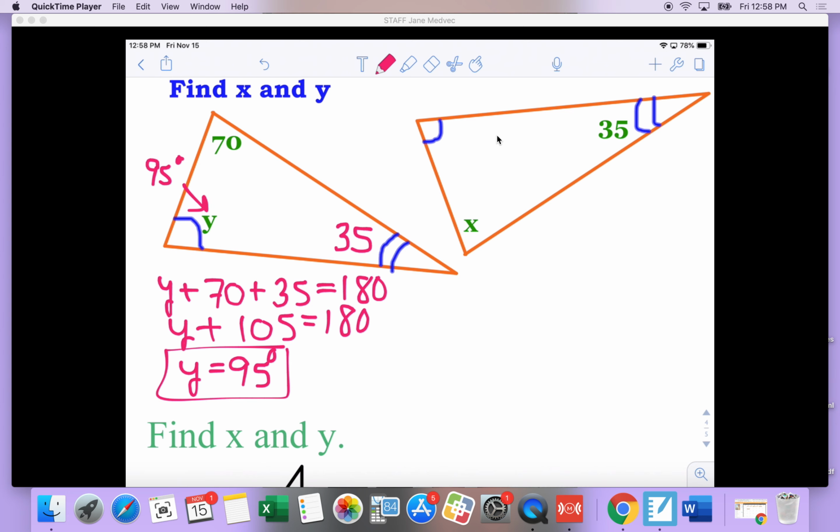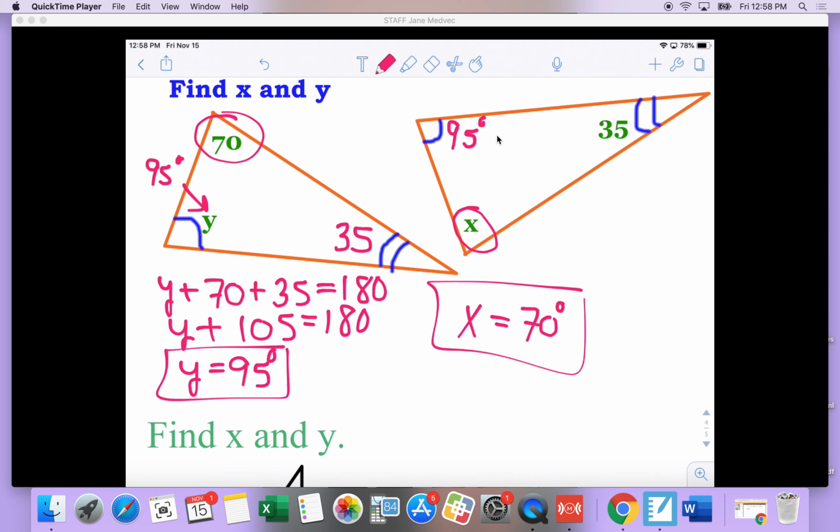So now how do we find out x? Okay, I can put 95 here. That is correct. Yes. Wouldn't that be 75? Yeah. It would be 75 because it's that other angle. Notice that this angle here and this angle here is not marked, so they're congruent. So I could just say that x equals 70 degrees, and there's no work shown. You don't need to show work.